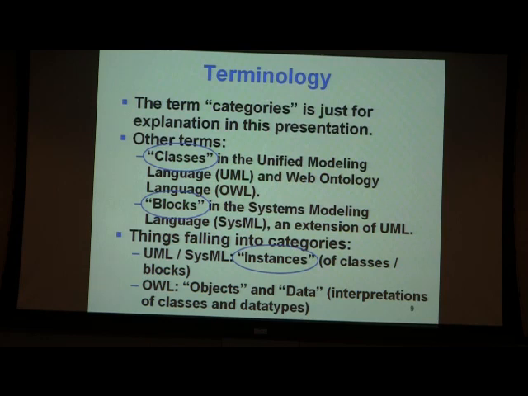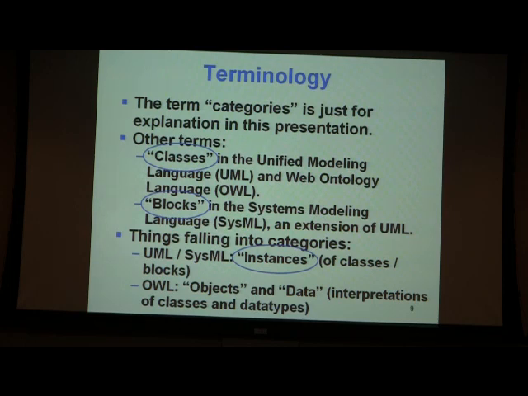So all of that was using my informal terminology. I call them categories because I think that's what people normally call them. This is a terminology that's in various languages. So in the Unified Modeling Language, UML, you will see them called classes. That's also the name in the Web Ontology Language. In SysML, the Systems Modeling Language, which is an extension of UML, they changed the name of classes to blocks. They just felt that was better for their particular community.